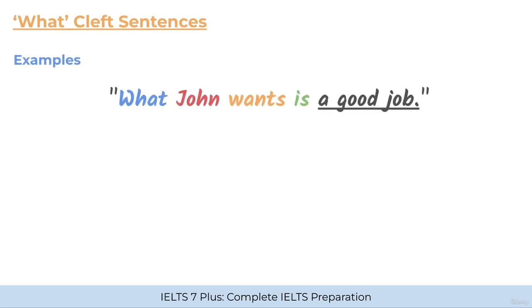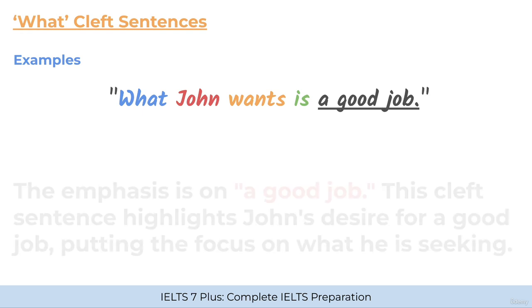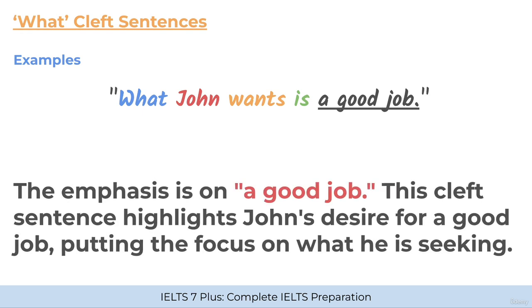Okay then, another one. What John wants is a good job. So a good job is where the emphasis is on this one. John's desire for a good job, and that's the focus. So we've shifted it on its head, the focus with the what cleft sentences. And you can choose where you want the emphasis to go, and then that can allow you to decide what type of cleft you want to use.